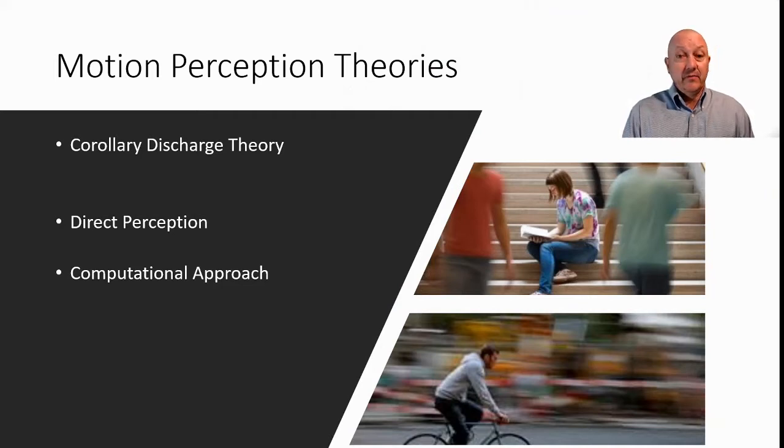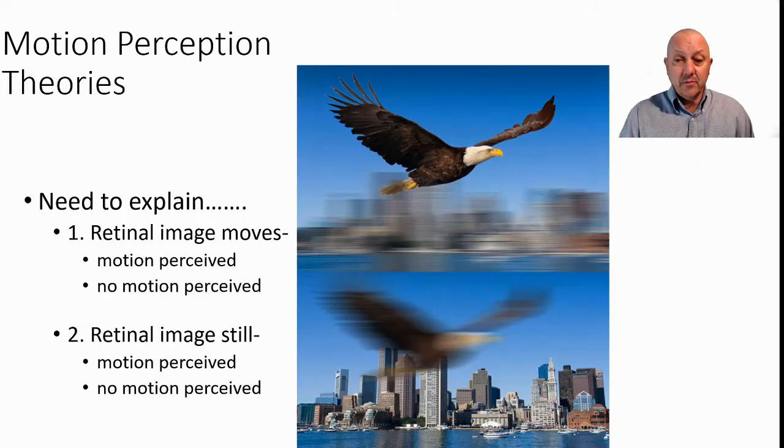How do we develop a theory of how the brain processes motion? There are a few of them. There's corollary discharge theory, which we'll talk probably the most about, direct perception, and then a computational approach, which is applied in a sense, and how we're going to get robots to perceive motion. So if you have a decent motion perception theory, you need to explain these different cases.